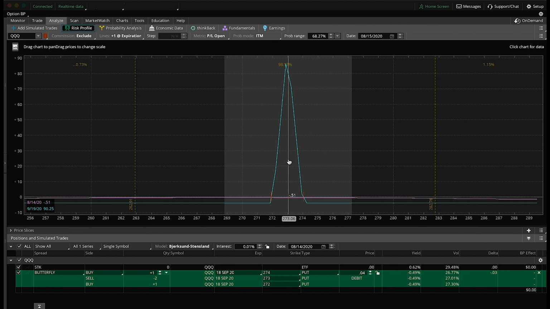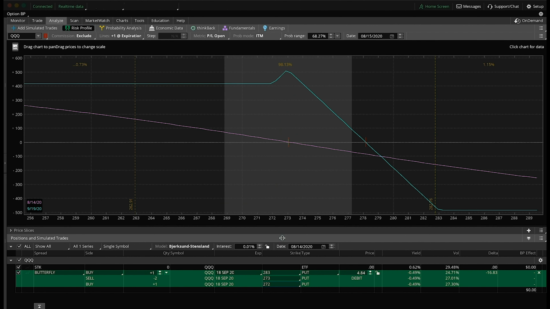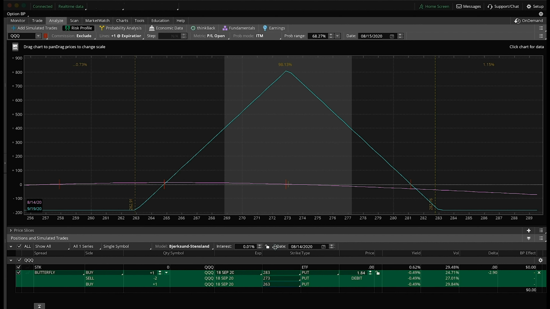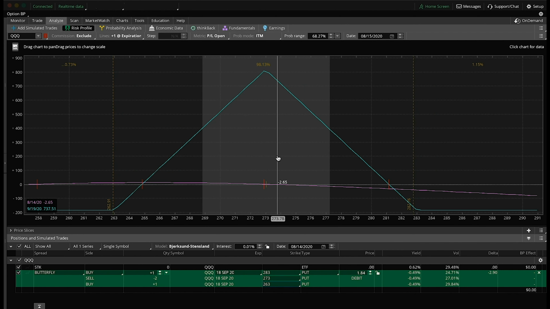Now, in order to make this tradable, we do have to expand these wings a little bit. So I'm just going to go up 10 and down 10 just for this example. So we'll take this 274 and make that 283, and then the 272, we'll just make that 263. So up 10, down 10, this is what a standard at the money butterfly looks like. We can adjust these break-even points. And this is the standard trade.